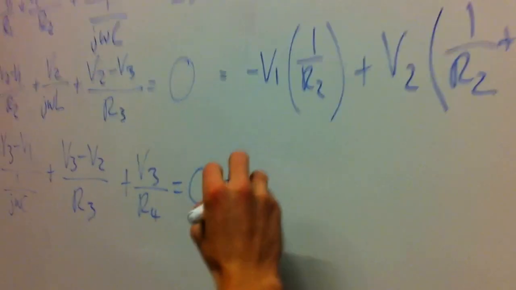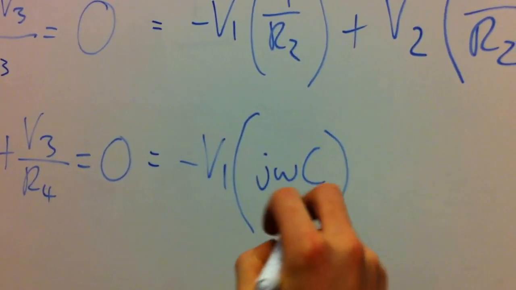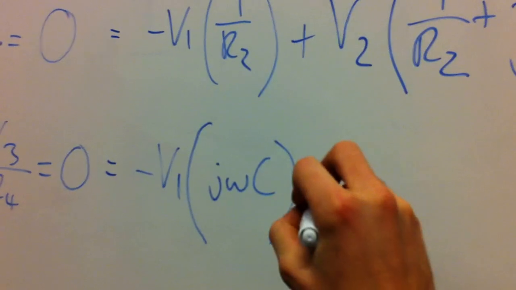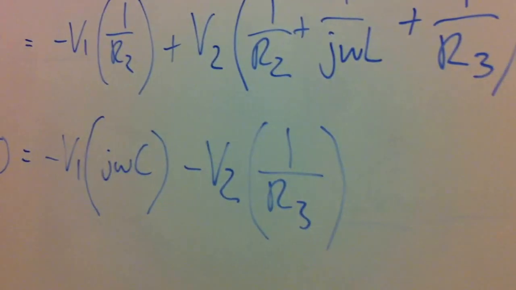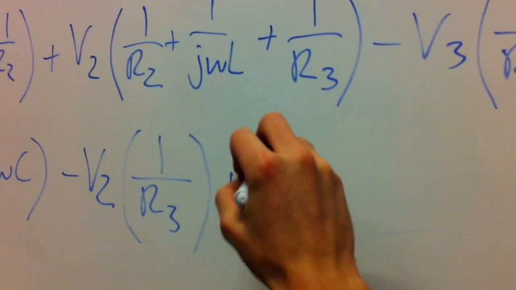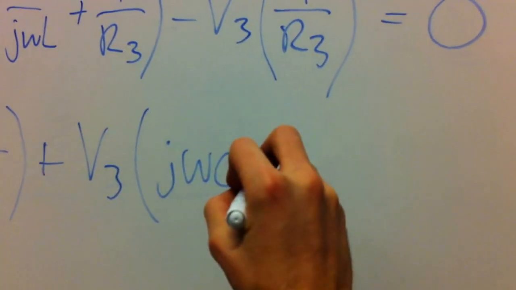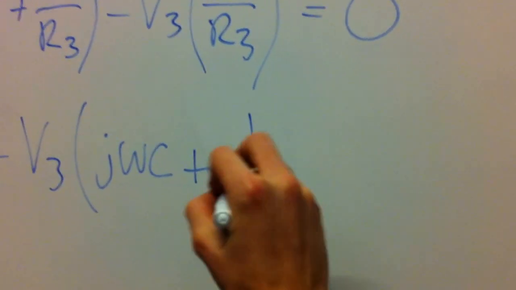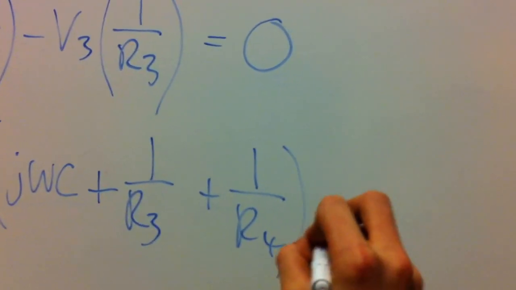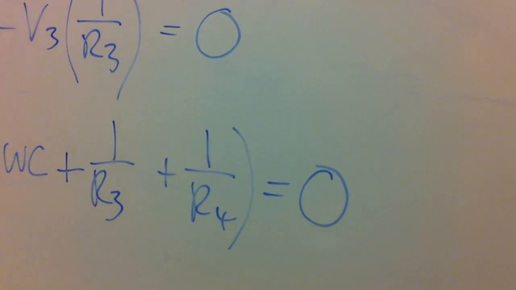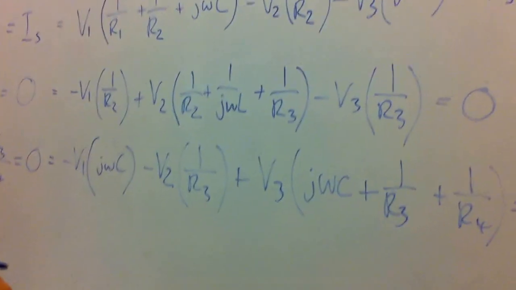Next section, which is V1, J omega C, minus V2, 1 on R3, plus V3, J omega C plus 1 on R3 plus 1 on R4 is equal to 0. Okie dokie. So we're going to put this into our matrix.